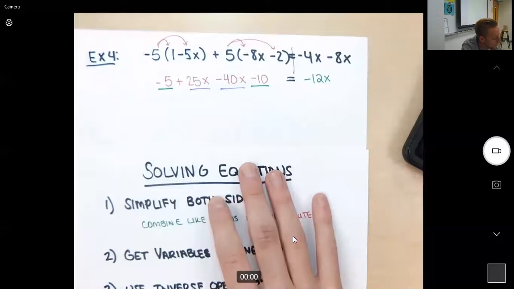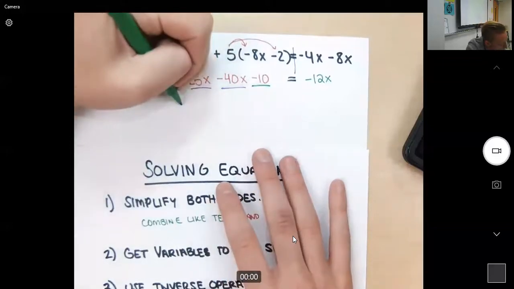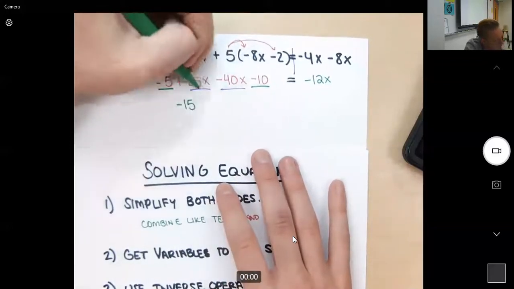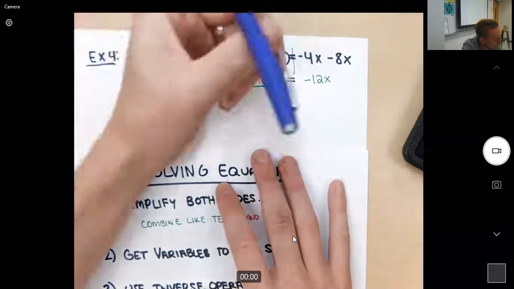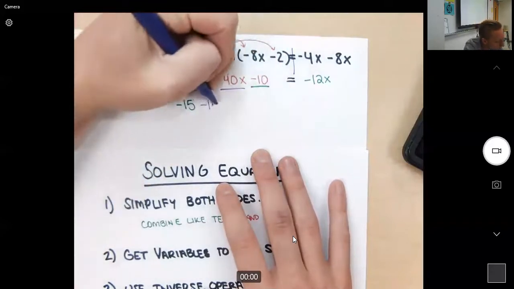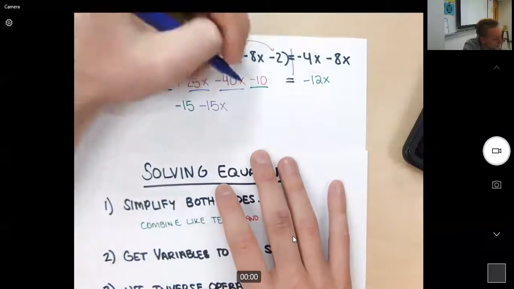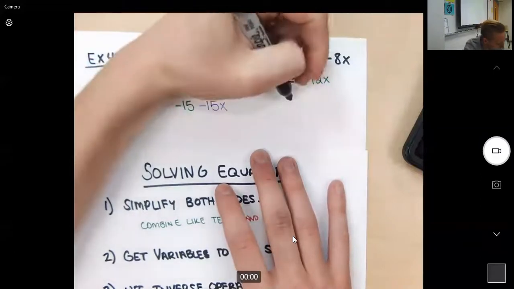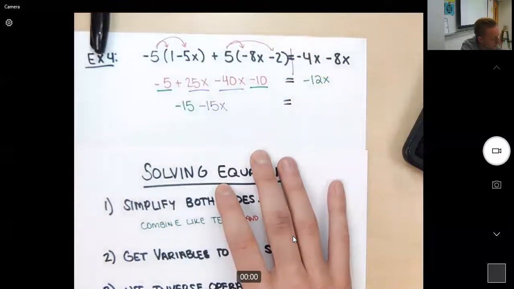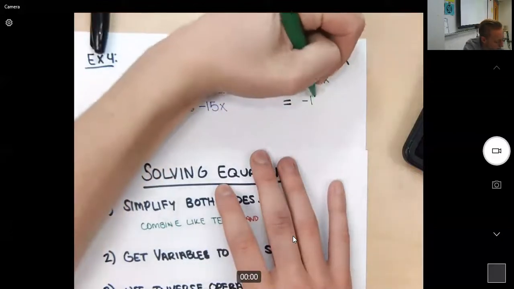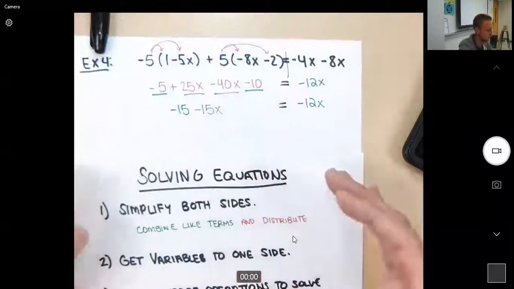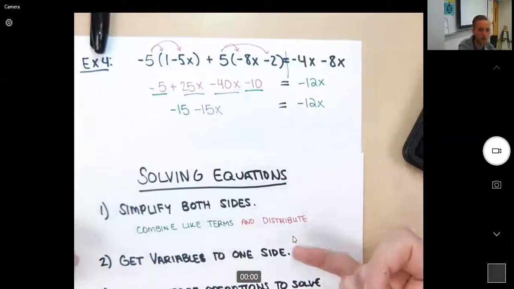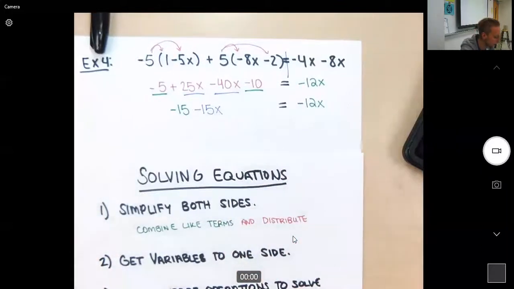So negative 5 minus 10 is going to be negative 15. 25x minus 40x will be also negative 15x. And that's going to be equal to negative 12x. And so now both sides should be fully simplified. There's no parentheses, no like terms.